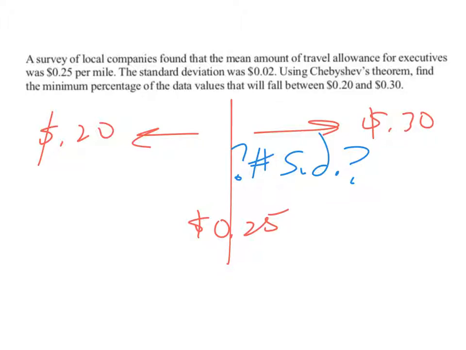Now, the problem here is trying to figure out how many standard deviations away it is. I mean, we can say how many cents away it is. How many cents away is 30 cents from 25 cents? 5 cents. So what I need to know is how many standard deviations that 5 cents represents. How would I figure that out?